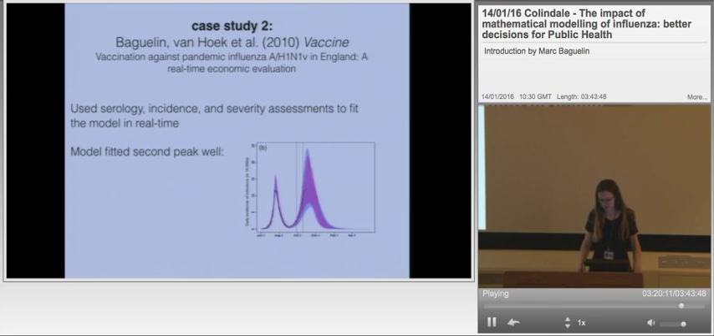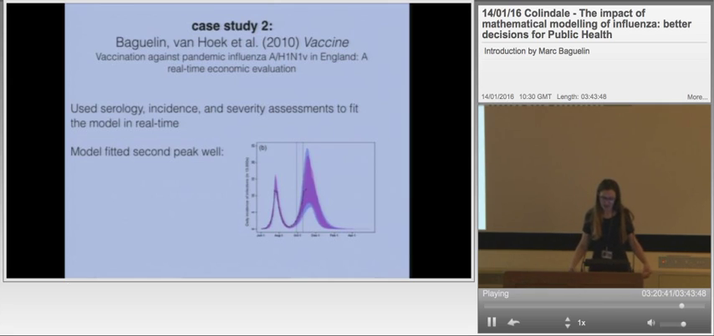So moving to more the current day, I wanted to mention the work done by Mark and AJ during the 2009 pandemic. They were fitting a model in real time and using serology, incidence data, and also the severity assessments that we heard about before in order to fit the model and to understand what was going to happen in the second peak.